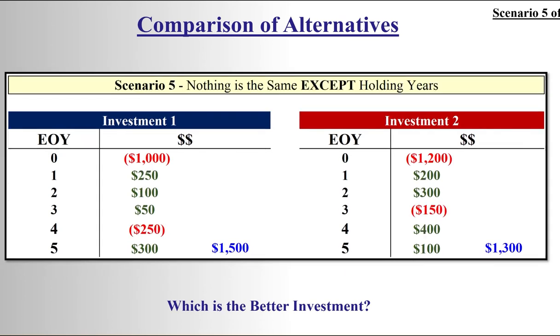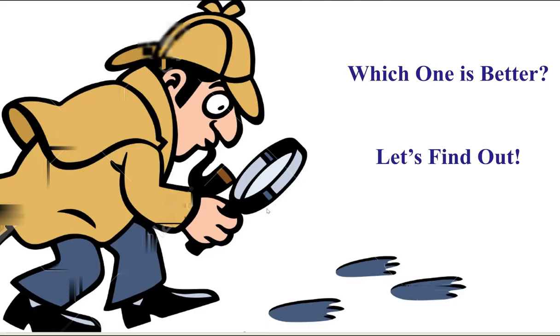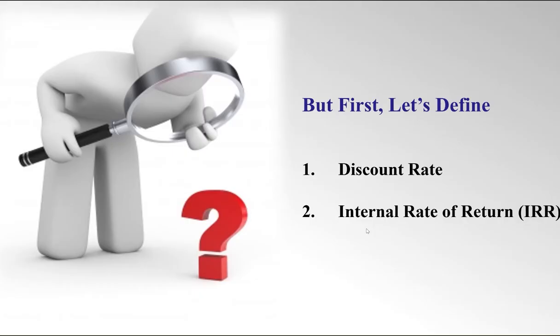And finally, scenario 5, everything is different with the exception of the number of holding years. For both investments 1 and 2, we hold them for 5 years. However, the initial investment is different, annual cash flow is different, and the sales proceeds are different. Which is the better investment? Let's find out. But first, we need to understand a couple of concepts. And those are discount rates and internal rate of return, or IRR.